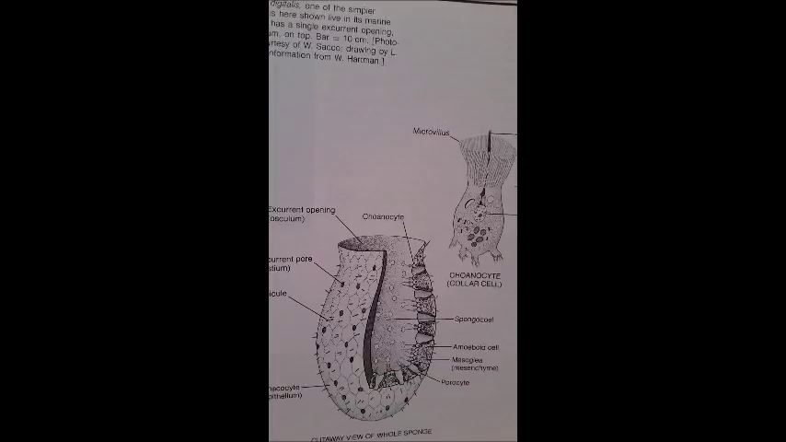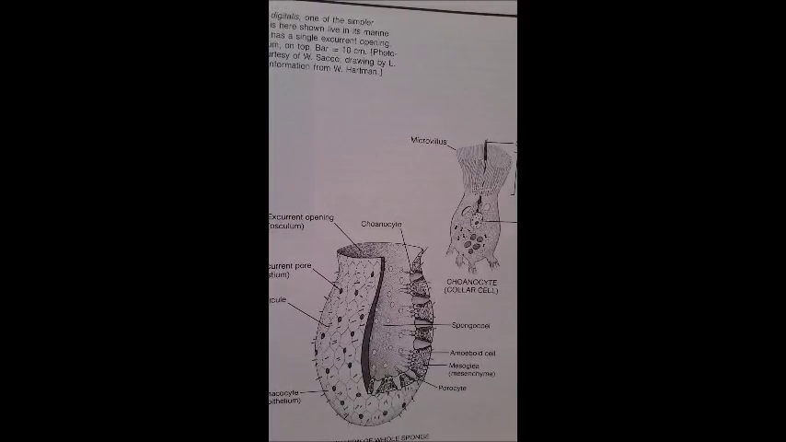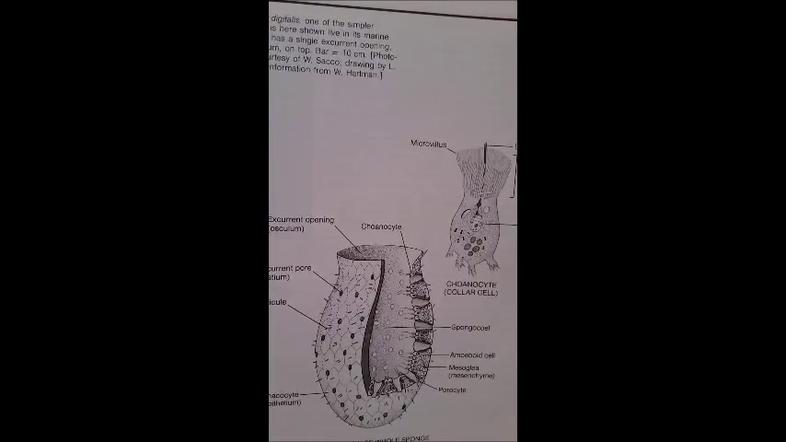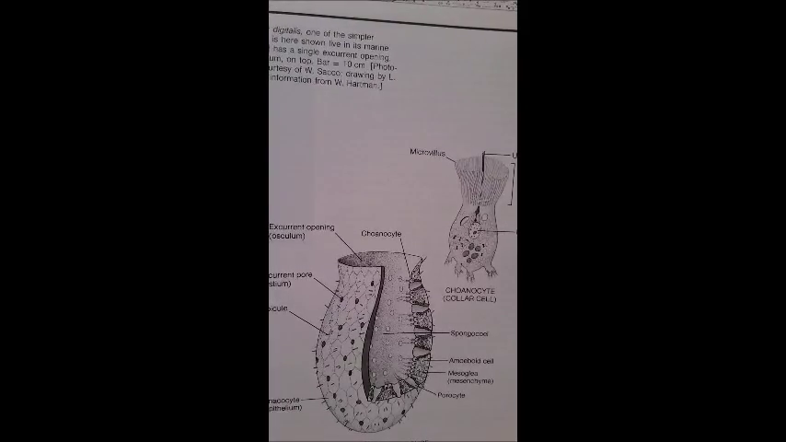A sponge is made up of 2 layers of cells. In between the layers lies a gelatinous layer called the mesenchyme. The mesenchyme contains amoeboid cells and spicules, which are skeletal-like needles. The inner and the outer layers contain some specialized cells.